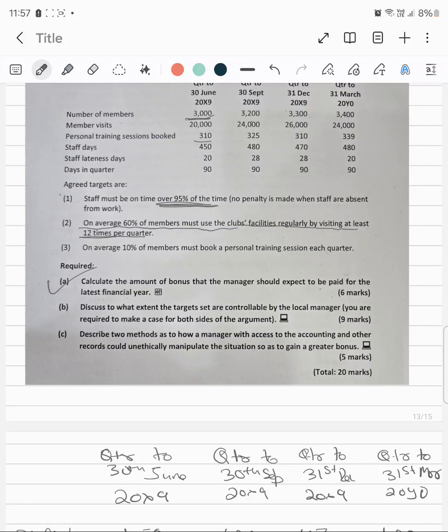So we are told that the local managers have the power to vary employment contracts, so the managers should be able to agree acceptable shift patterns with staff and reward them for compliance. So this is given in the question. In this respect, the lateness of the staff is controllable by the managers. By giving them reward, by accepting their shift patterns, they can get into the contract as per their shift patterns.